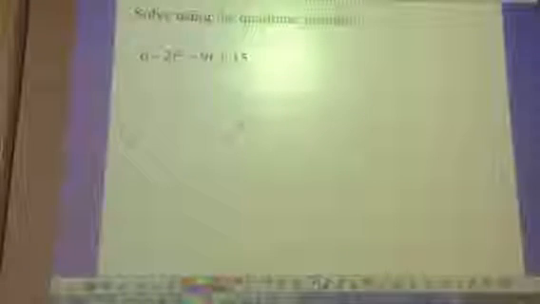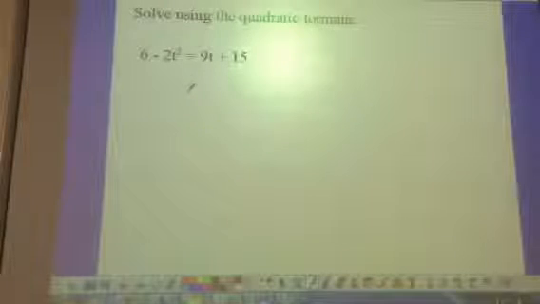Today we're going to solve this equation using the quadratic formula. In order to use the quadratic formula, I need my equation to equal 0, and it needs to be in standard form. So right away I noticed that my 2t squared is actually a negative 2t squared, and I'd rather that be a positive number.